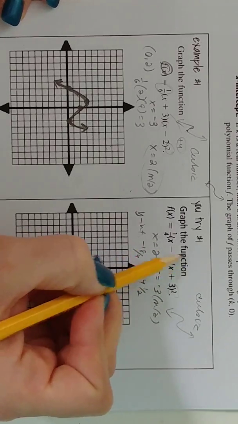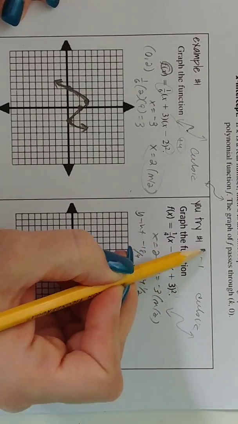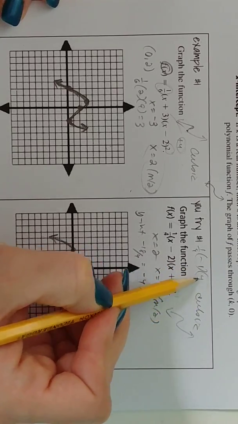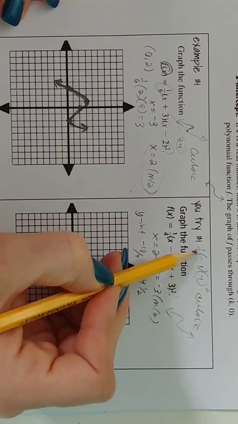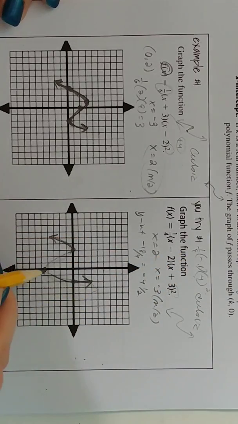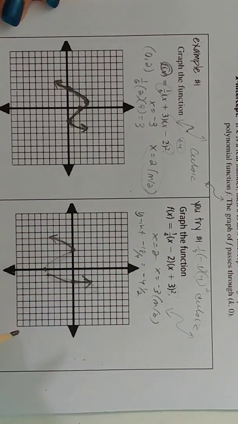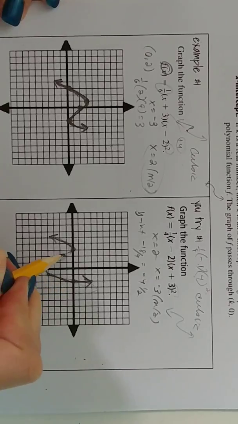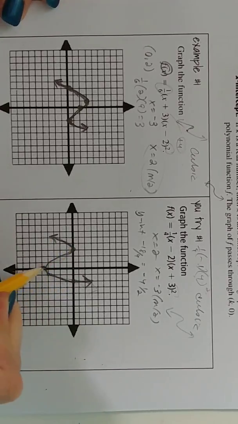If I plug in a 1, I've got negative 1 times a fourth times 4 squared. So 16 times a fourth is 4 times negative 1 is negative 4. So I plug in a 1, I get out a negative 4. Okay, that looks good. That helps me out just a little bit. So I'm going to say that's good enough.